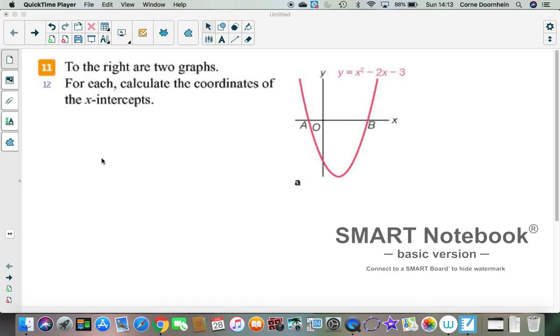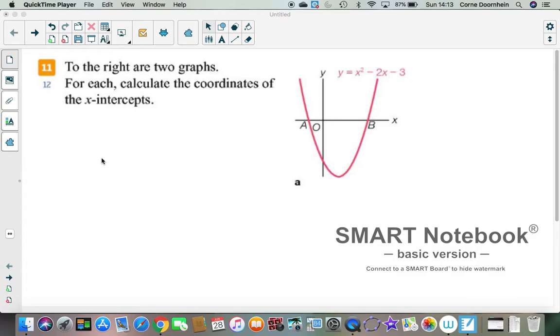So I'll explain question 11 of the D-test of chapter 7 for TTO2. The question: to the right are two graphs. I only do A, so I only show graph A. For each, calculate the coordinates of the x-intercept.